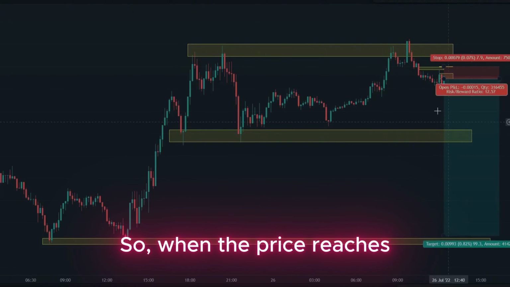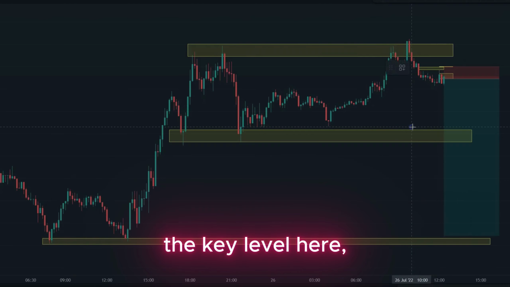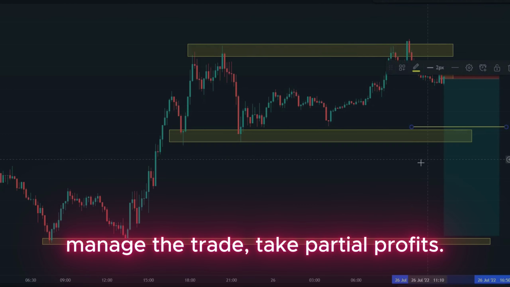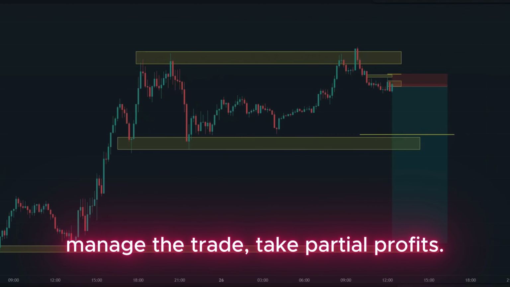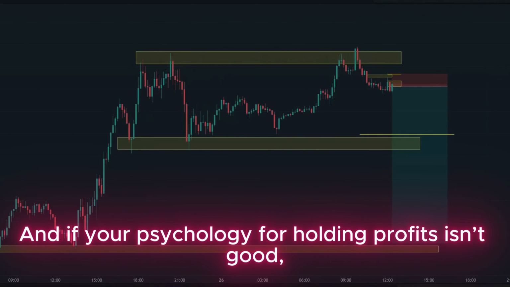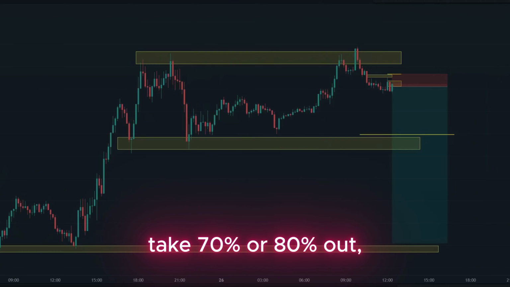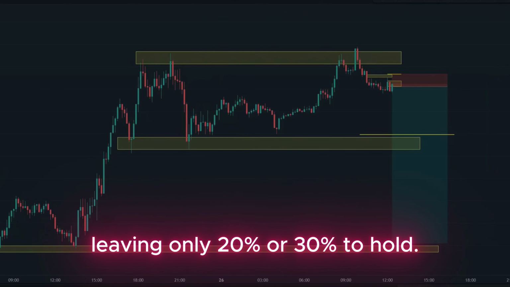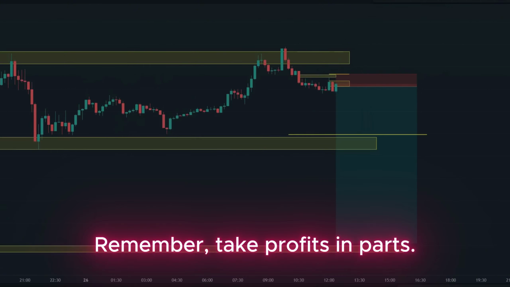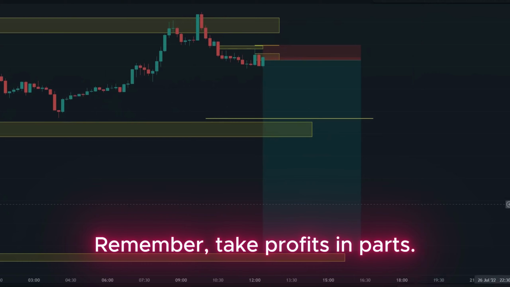It's very dangerous. So, when the price reaches the key level here, manage the trade, take partial profits, take half the profits, and if your psychology for holding profits isn't good, take even more. Take 70% or 80% out, leaving only 20% or 30% to hold. Remember, take profits in parts.